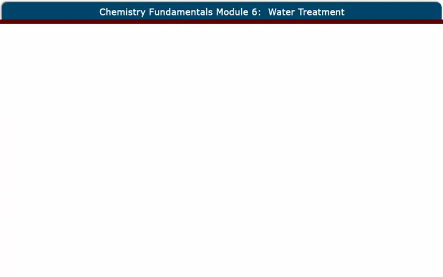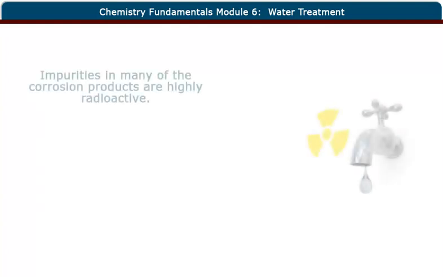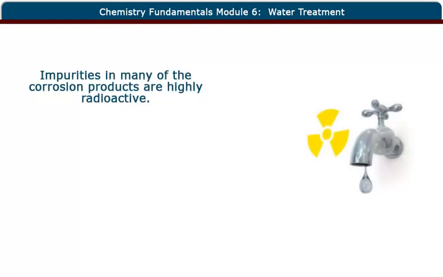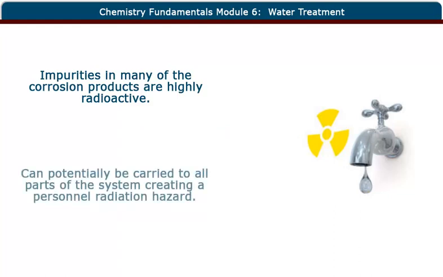Now, because we're at a nuclear waste site, there is a potential for some of the impurities in water to pick up some radiation. So another reason we treat water is to minimize radiation levels. If this water is left untreated, it could potentially be carried to all parts of a system, creating a personnel radiation hazard.